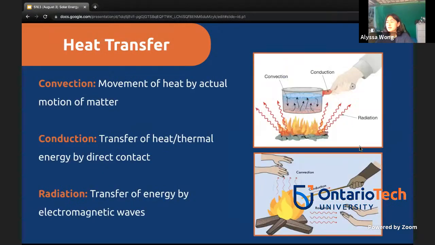Okay, so we also want to talk about heat transfer. And heat transfer is a really, really important part in solar energy. Does anyone know why? Yep, thermal heat, exactly. So the sun creates a lot of thermal heat.